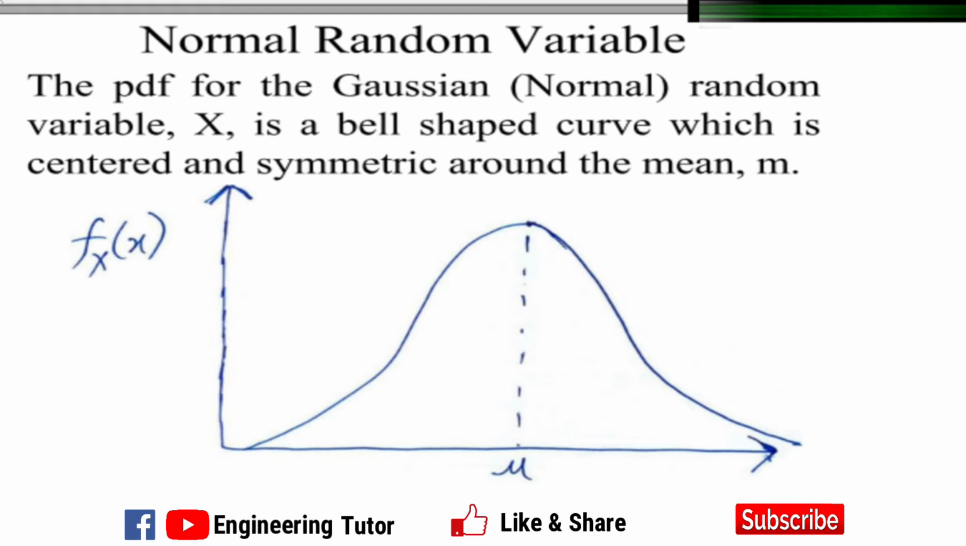So this is the PDF of a normal random variable. You can see that it has certain parameters, and the first parameter it has is this mu. What is mu? Mu is the expected value or average value of this curve, and you can see that it is like a bell curve. Okay, this is like a bell. That's why this is called a bell curve random variable, Gaussian random variable, or normal random variable. X is a bell-shaped curve which is centered and symmetric around the mean mu, mean m.